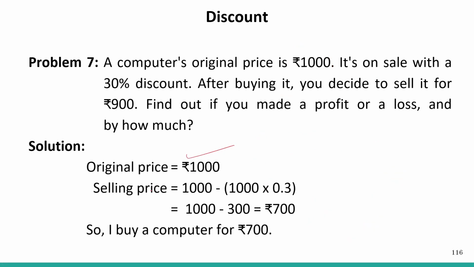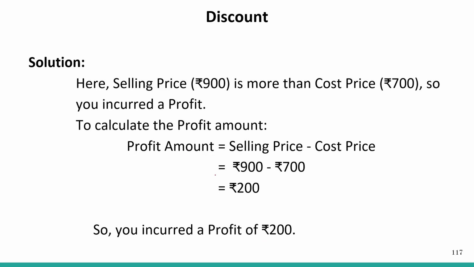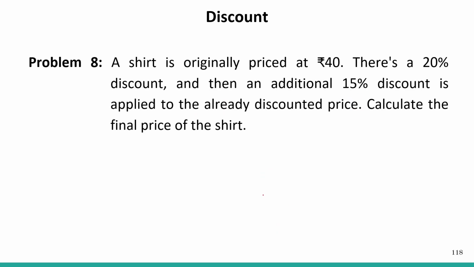So original price is 1000 and selling price will be what? 1000 minus 300, because 30% of the 1000 is 300. So it will be 700. So I buy the computer for 700. By selling it for 900, that is more than the cost price, that is 700, I got a profit. So profit amount is equal to selling price minus cost price, that is 900 minus 700 is equal to 200. So you incurred a profit of 200 rupees.